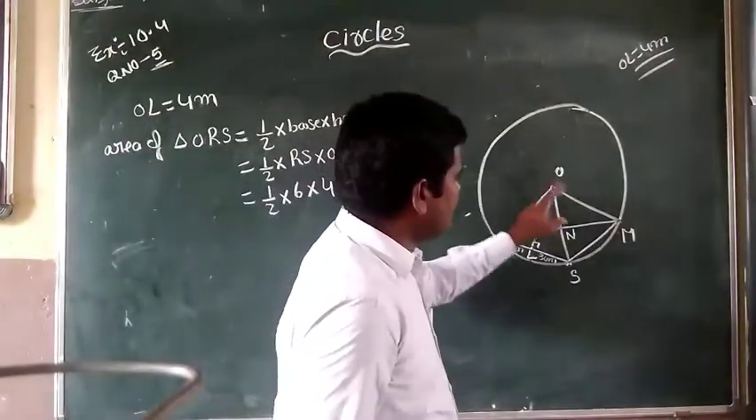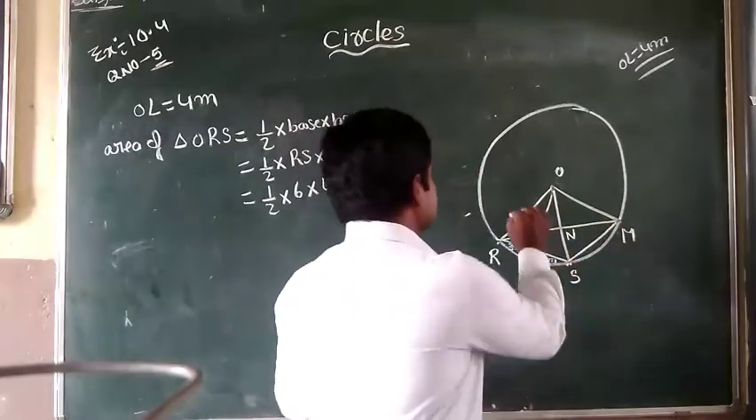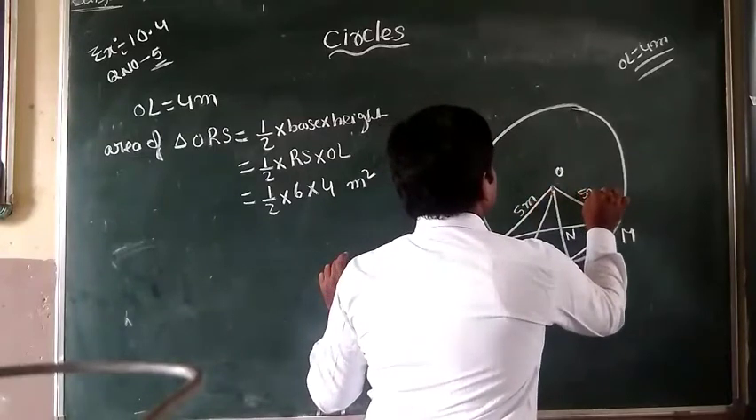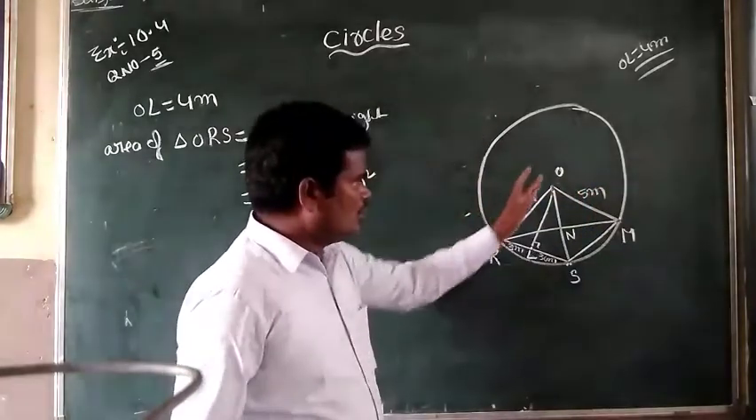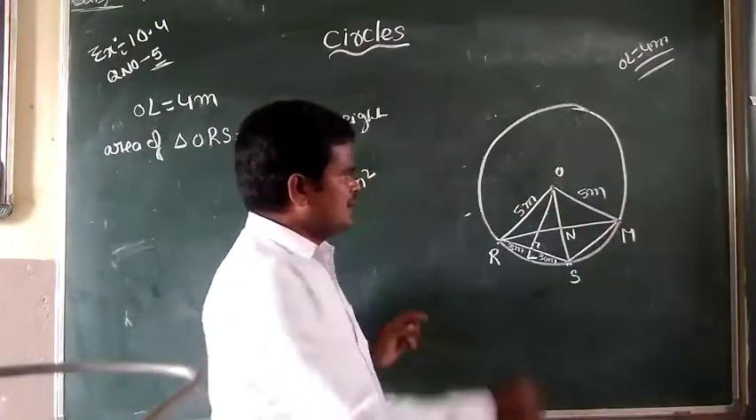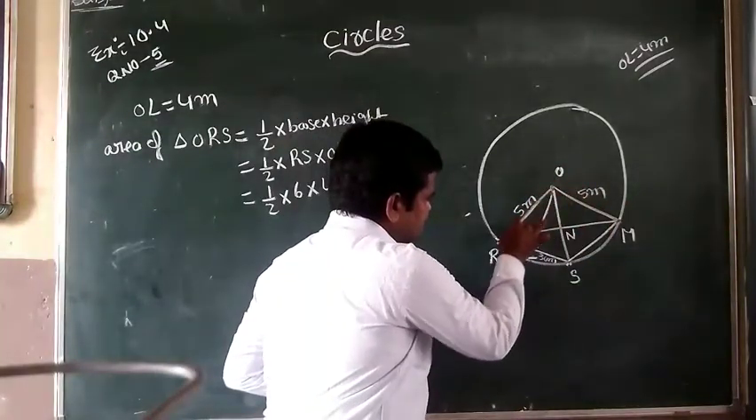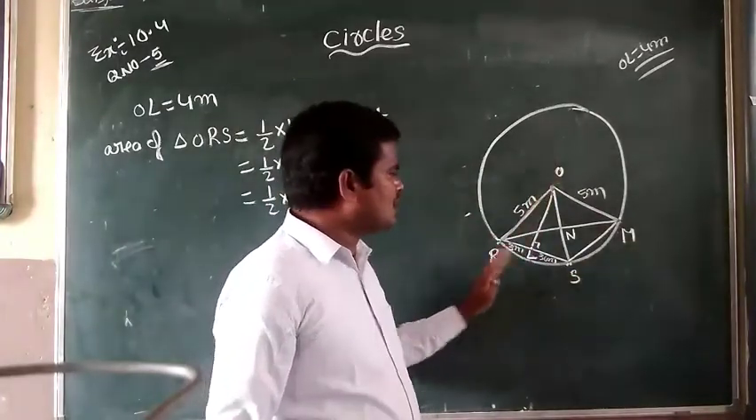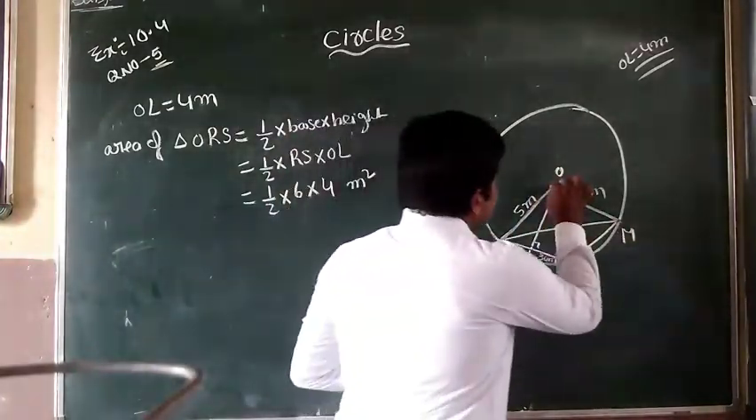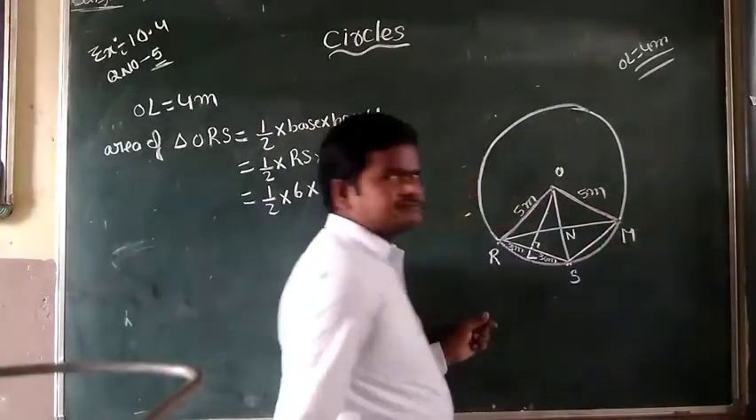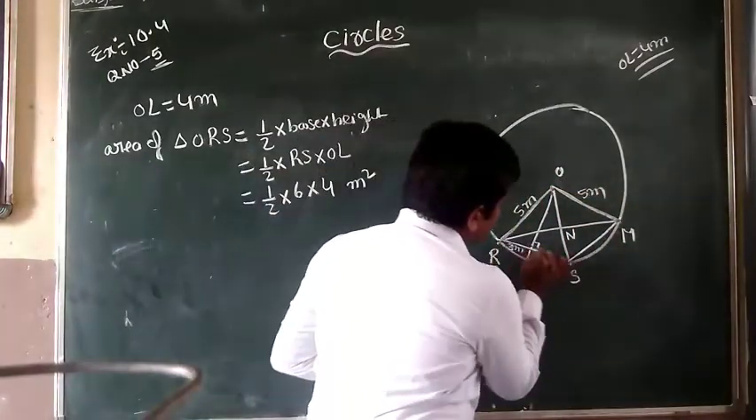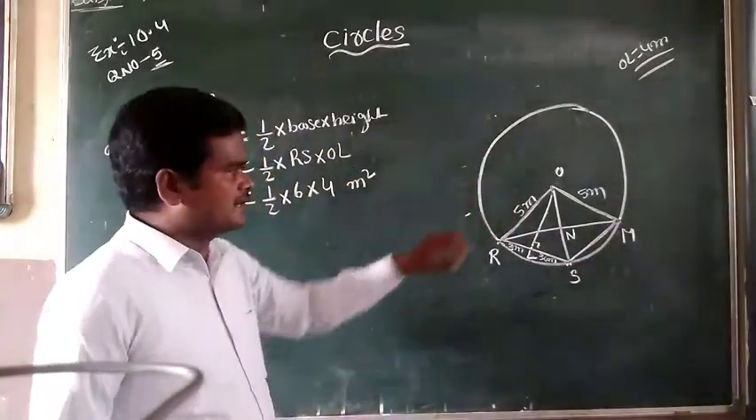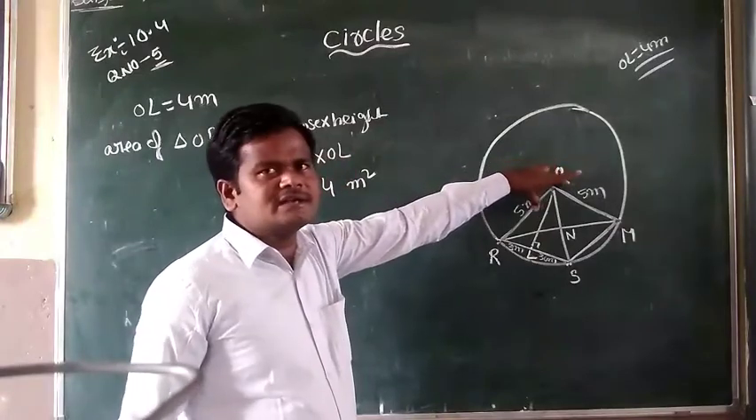Observe here OR equal to OM. So this is the 5 meter, this also 5 meter. So here OR equal to OM. Observe here this quadrilateral ORSM. So here these two adjacent sides are equal. So RS equal to 6 meter and SM equal to 6 meter. So this is the kite. This quadrilateral is a kite.